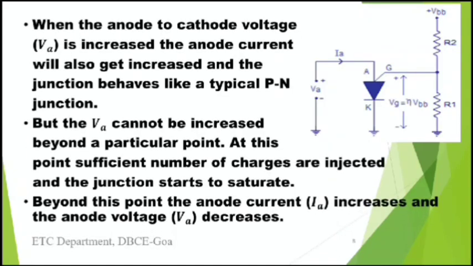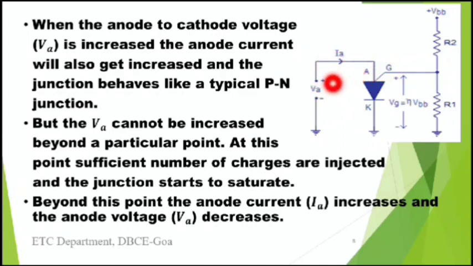Now that we know the various components and their connections, let's check what actually happens and how the PUT works. Initially, we increase VA. VA is the voltage across the anode and the cathode. We increase VA, and it is observed that as VA is increased, IA, the current through the anode, also goes on increasing.